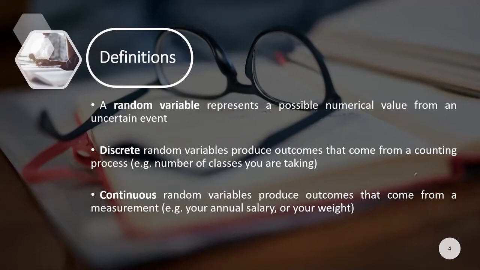So where does this differ? A discrete random variable produces outcomes that come from a counting process. That is the important term here. Whereas a continuous random variable produces outcomes that come from a measurement or a measuring process. So for example, for a counting process, the number of classes: you have 1, 2, 3, and so on. If you are talking about a continuous random variable, it could be your weight, because your weight can be 62.5 kilograms, or 62.57 kilograms. So it all depends on your measurement. That is why we say we have two concepts, discrete random variables and continuous random variables.